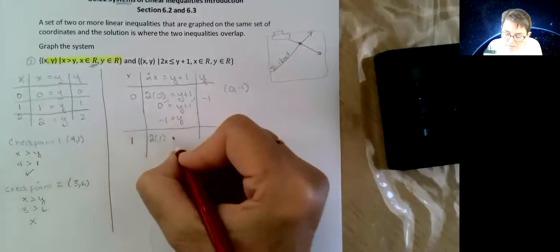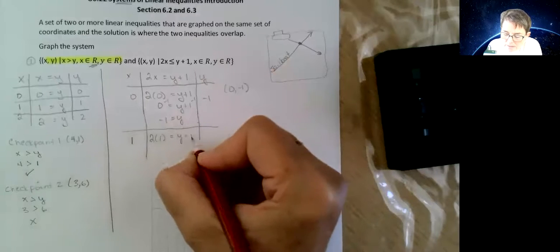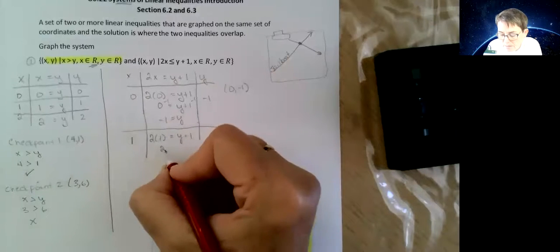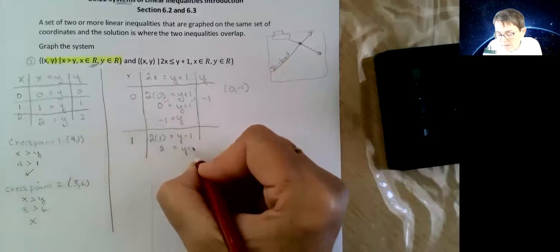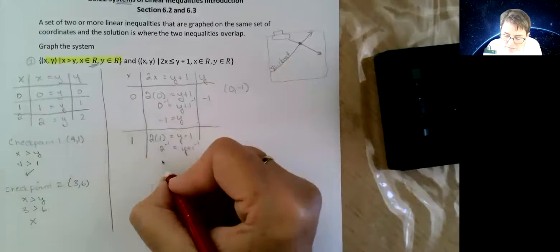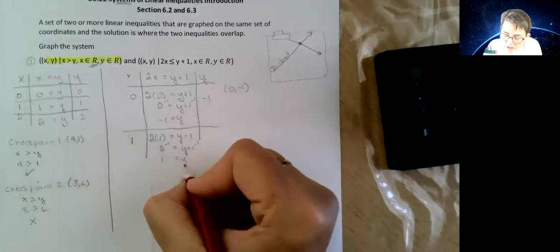Two times 1 is y plus 1. 2 times 1 is 2. Y plus 1 minus 1 minus 1 is equal to y.